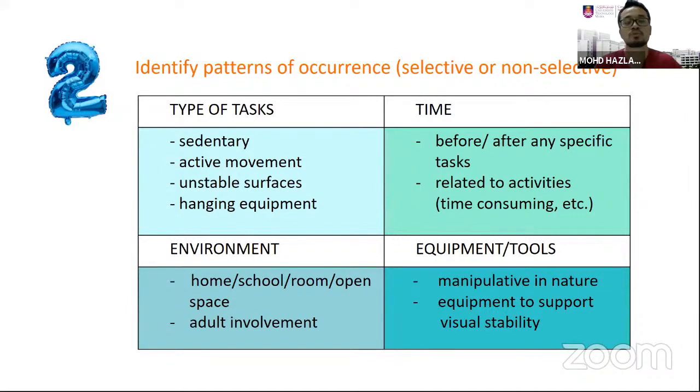And then we also need to further evaluate the child's environment, the home, school, room, open space. Where is the place that the visual behavior occurs? Is there any change if there is adult involvement? The equipment that the child chooses, the manipulative in nature, equipment to support visual stability, is there any kind of tools that we use to help the child, or is there none? Okay, so number 3, the next slide.